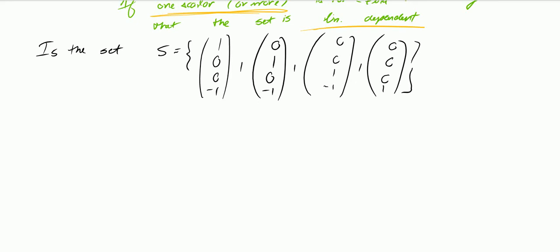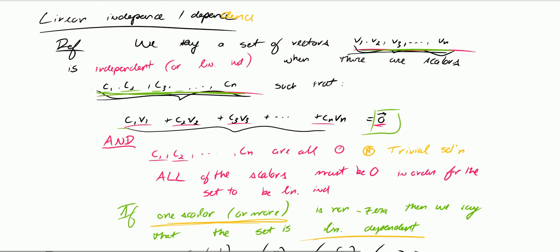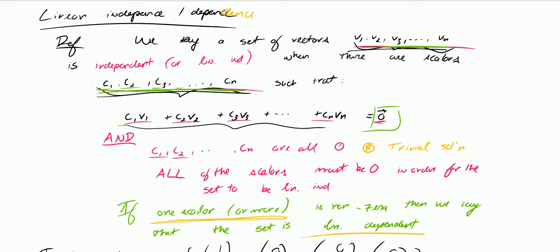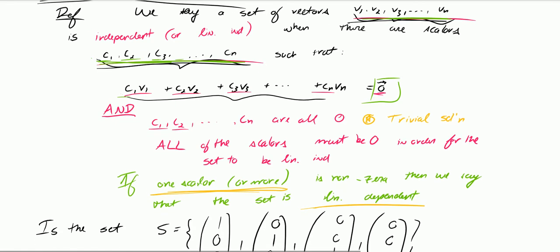So in a previous video, I introduced the concept, or the definition, of linear independence. There was actually a typo here. I miswrote independence and dependence. So I introduced linear independence and dependence, and I gave you a definition.